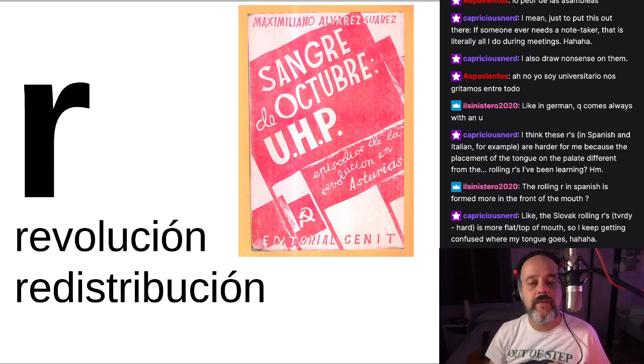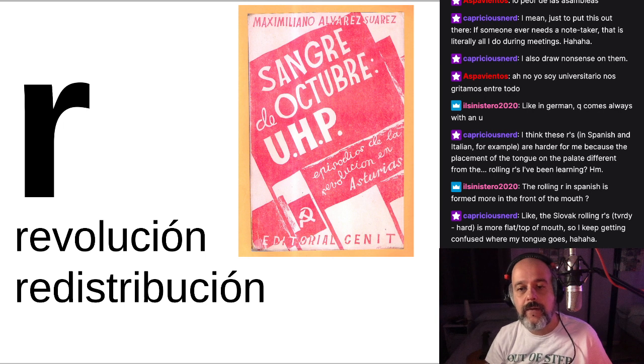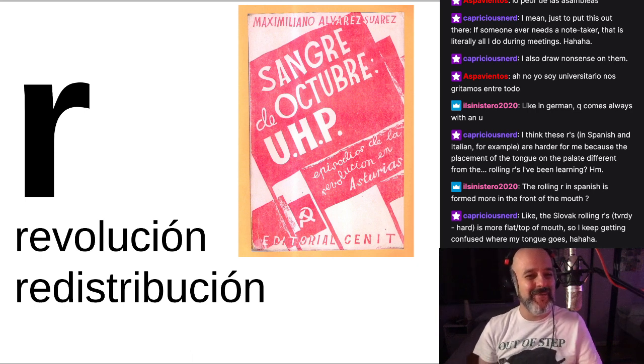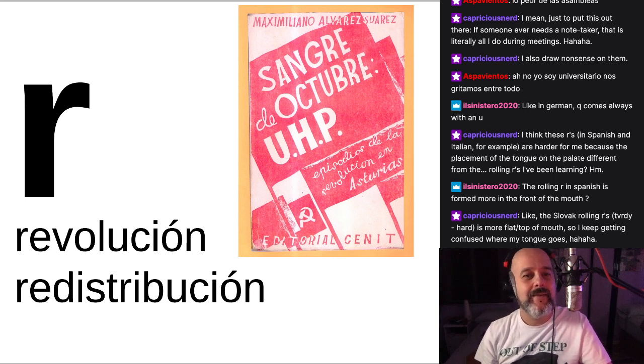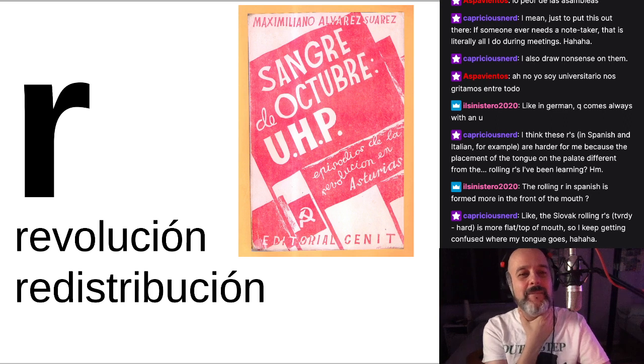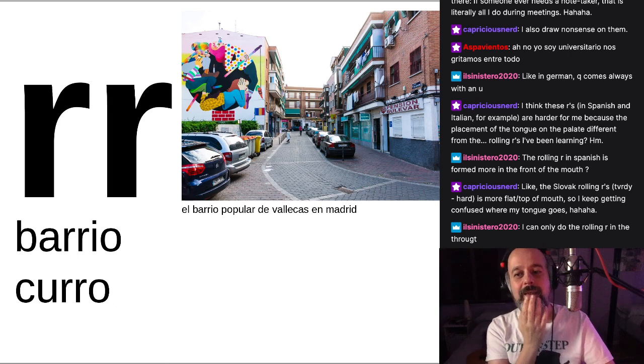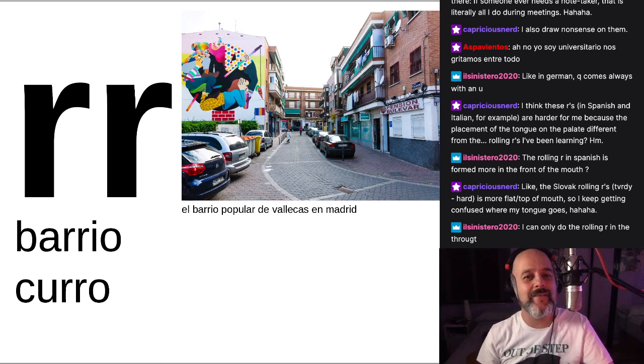The Slovak rolling R's. Hard. It's more flat on top of the mouth. So I keep getting confused about where the tongue goes. Yeah, I get it. It takes a little bit of practice. Damn, I would love to learn Slovak now. Yeah, it takes practice. Don't beat yourself up with the rolling R.